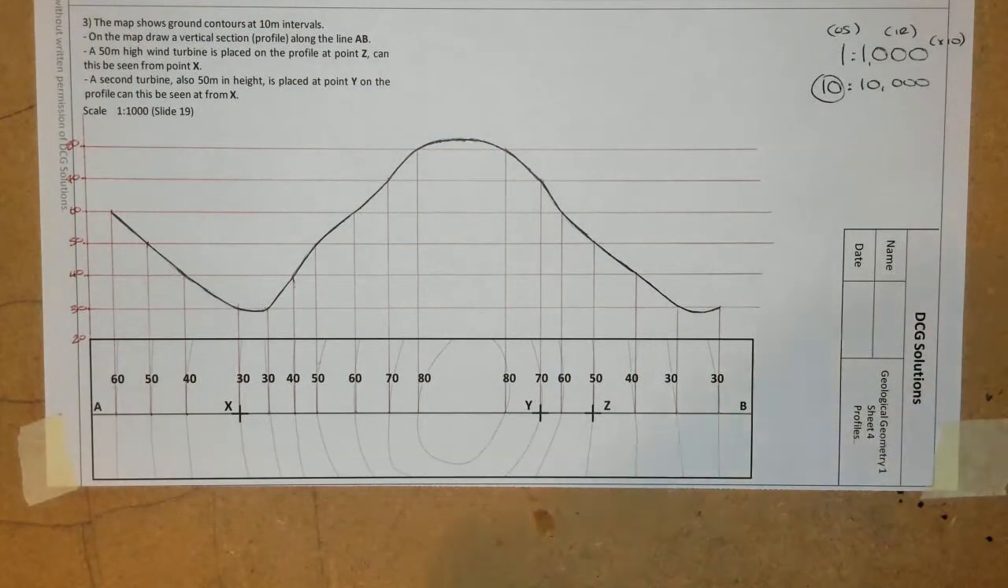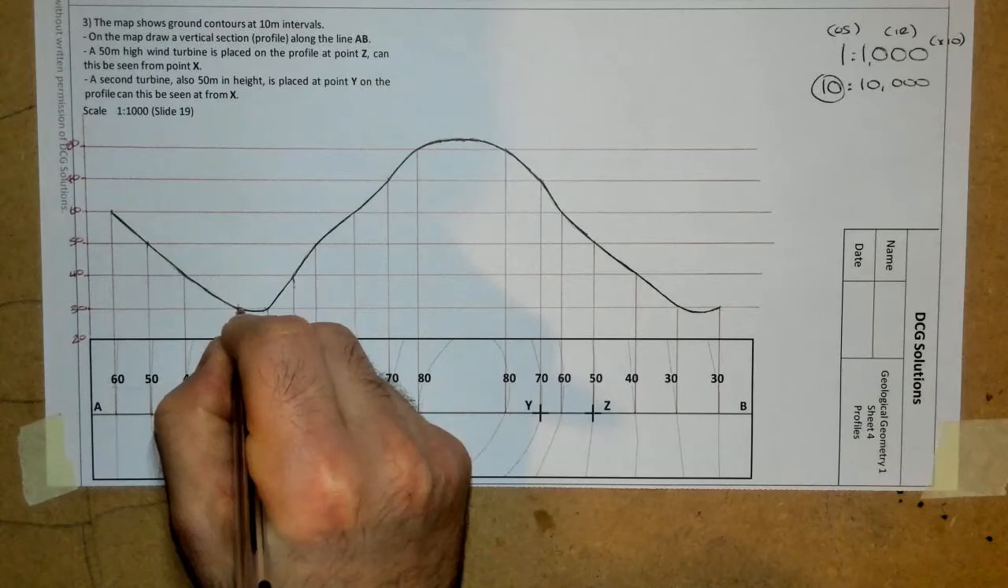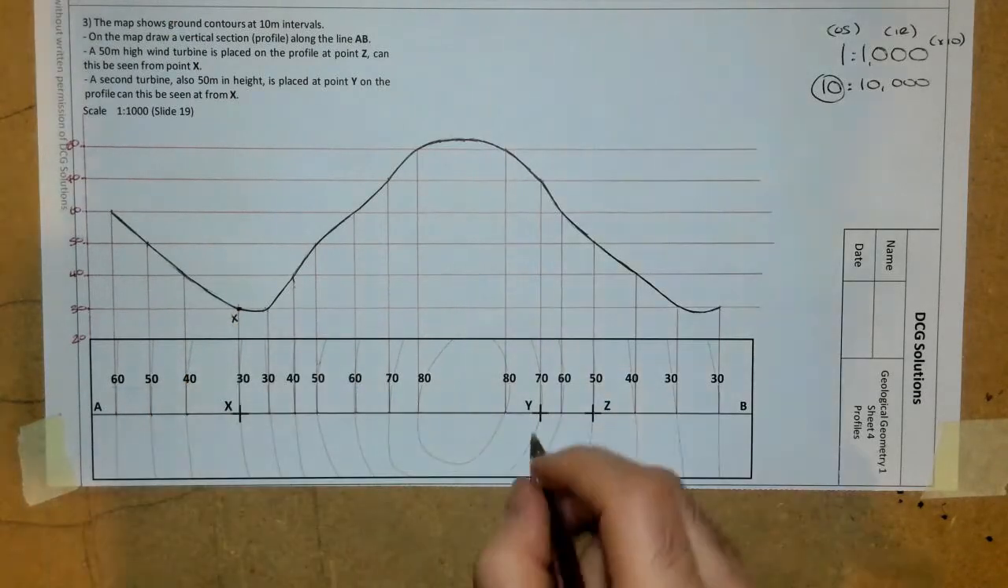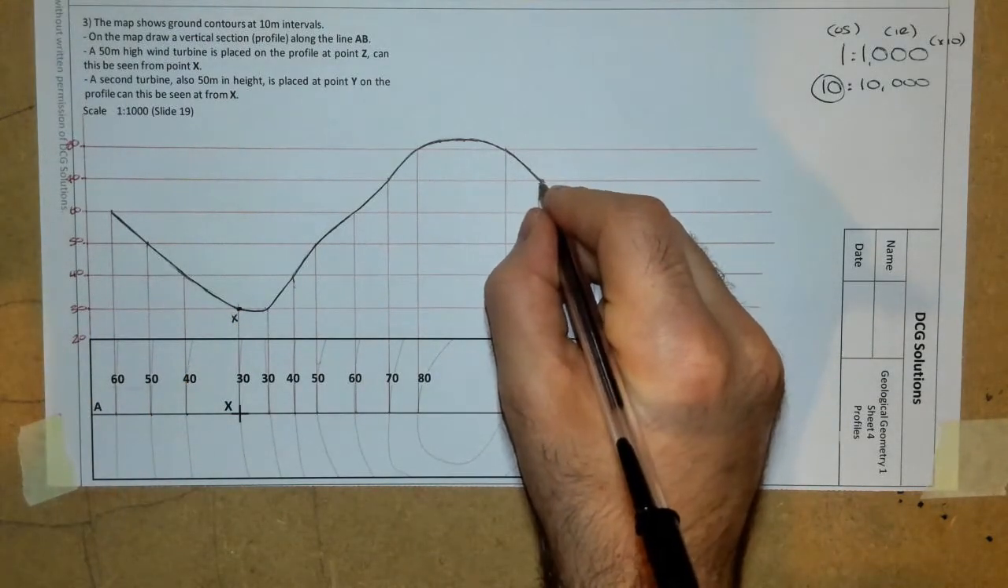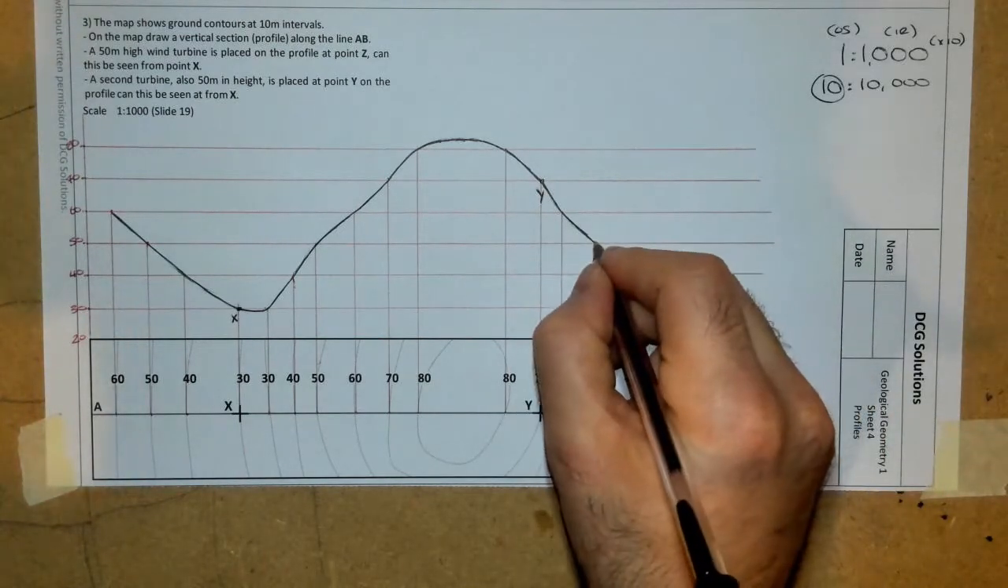Okay folks, so there we have it. That is the vertical section profile along the line AB. So what I'm actually going to do now is I'm just going to mark my points here. So there's X, Y is here, and then we have Z here.